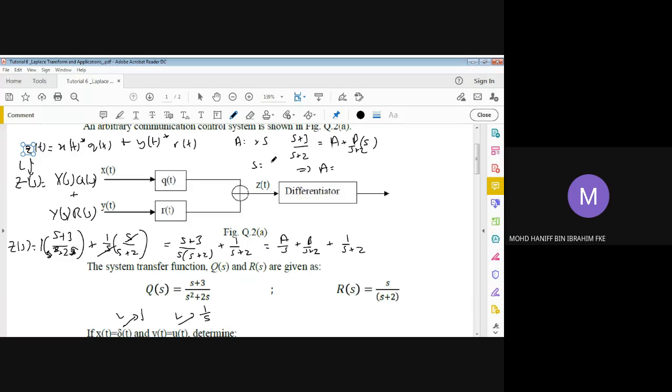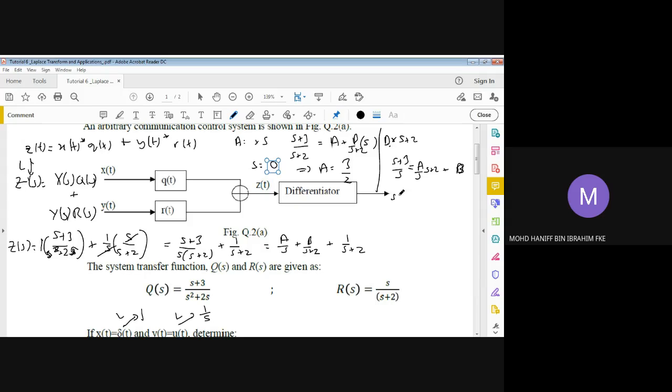F of s equals 0, so we're going to have A equal to 3 divided by 2, yeah? Okay, the same thing applies to find the B. So for B, we need to multiply both sides by s plus 2. So you're going to have (s plus 3) over s equals A over (s plus 2) plus B.